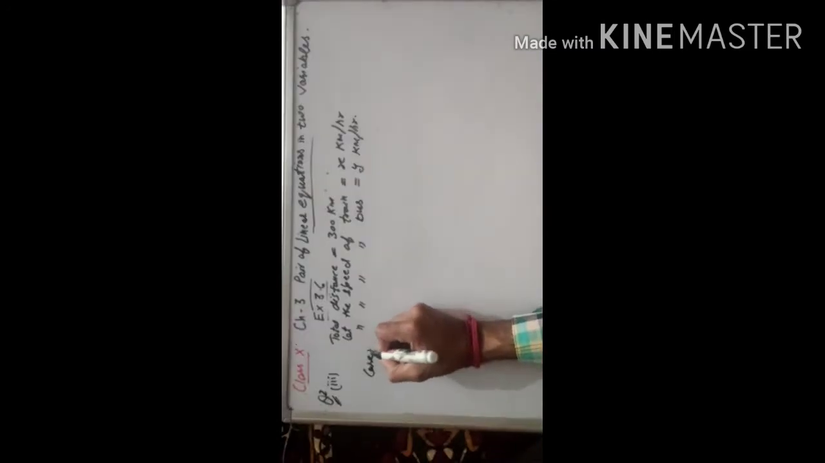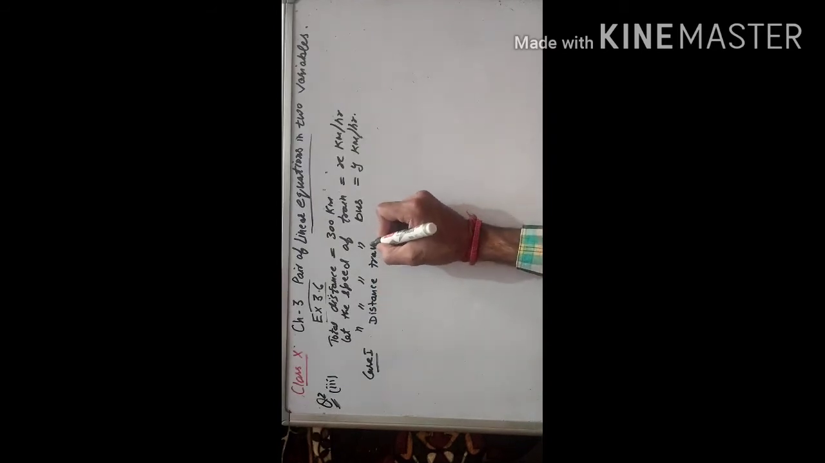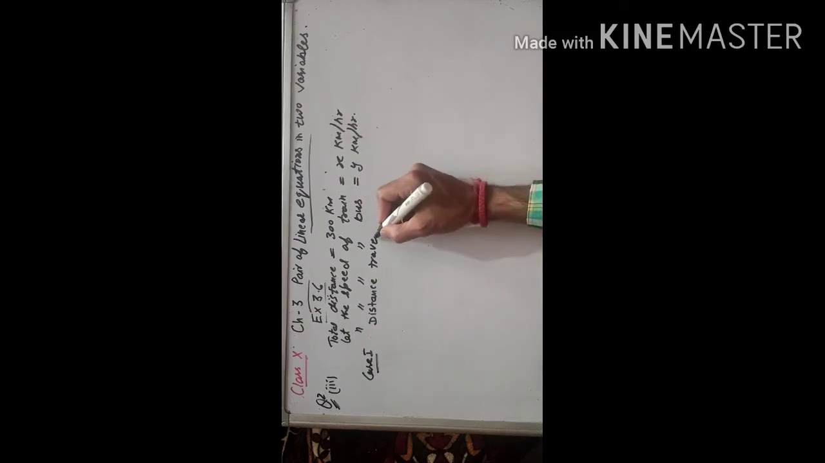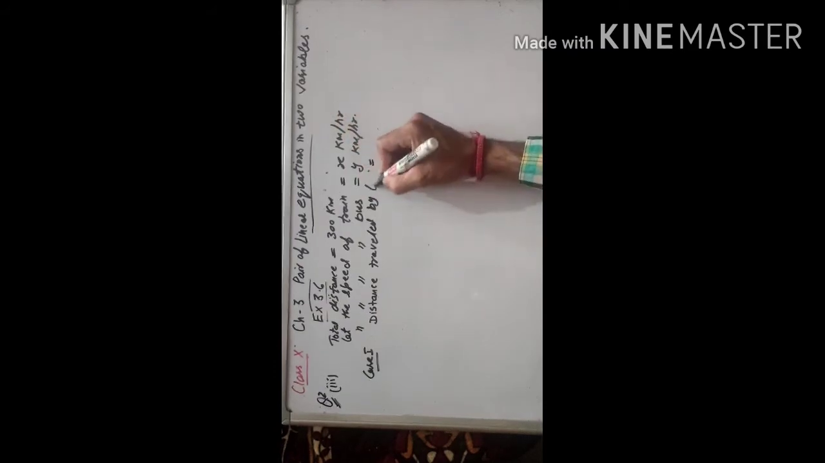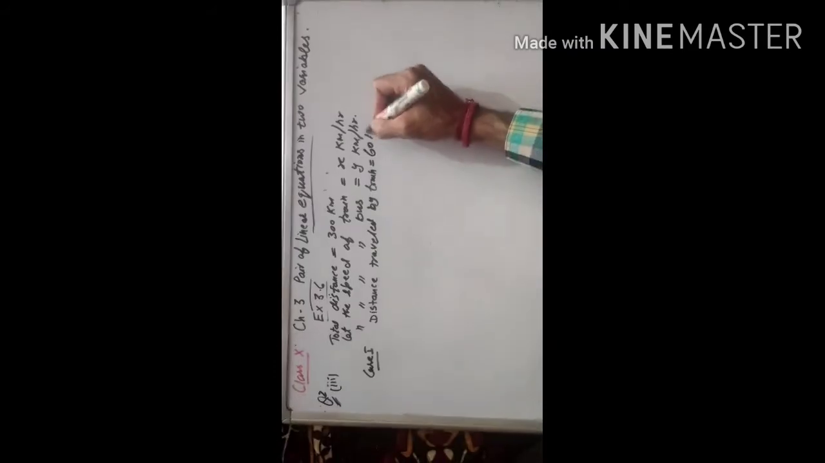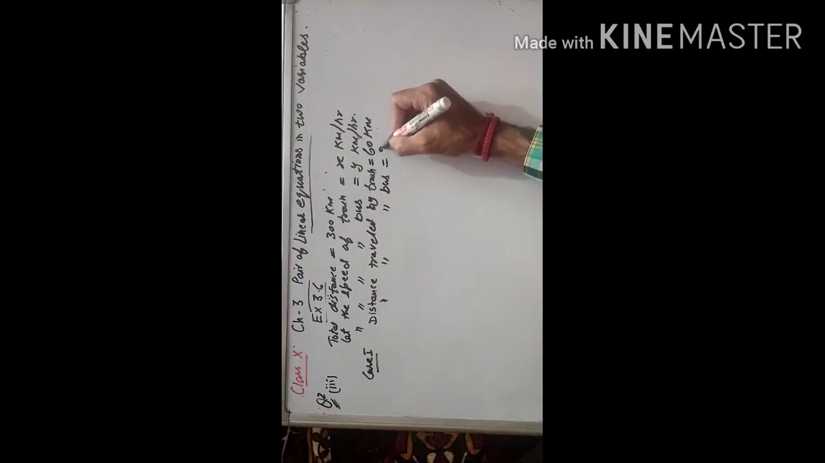Case 1: she travels 60 kilometers by train. Distance traveled by train is 60 kilometers. So the distance traveled by bus is 300 minus 60, that is 240 kilometers.